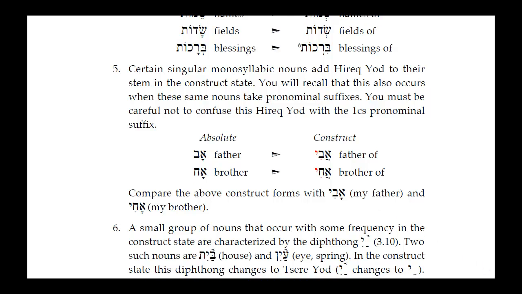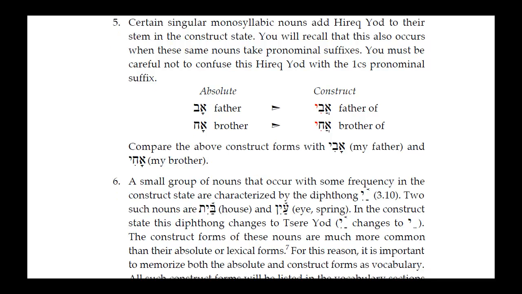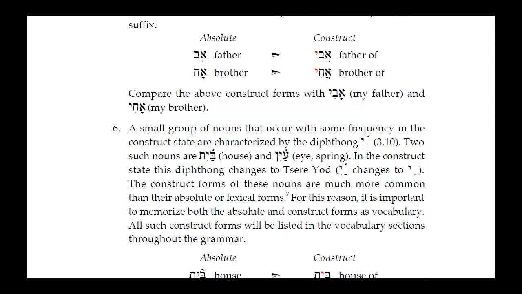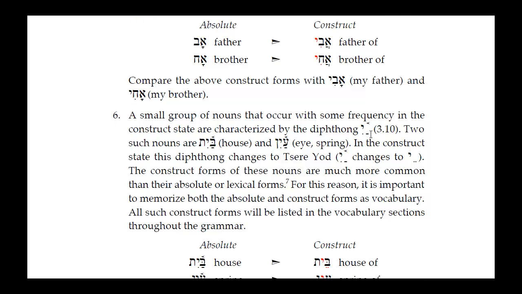Now, there is a small group of nouns that occur with some frequency in the construct state that are characterized by a diphthong of the Patach, Yod, and Hirik, and two such nouns are bayit and ayin. Bayit for house and ayin for eye or spring. In the construct state, this diphthong changes to a Tsere Yod.